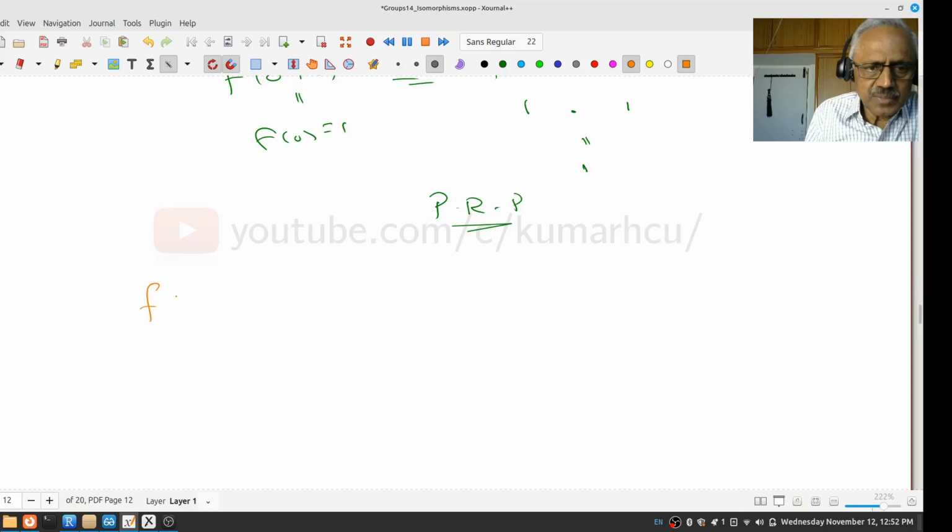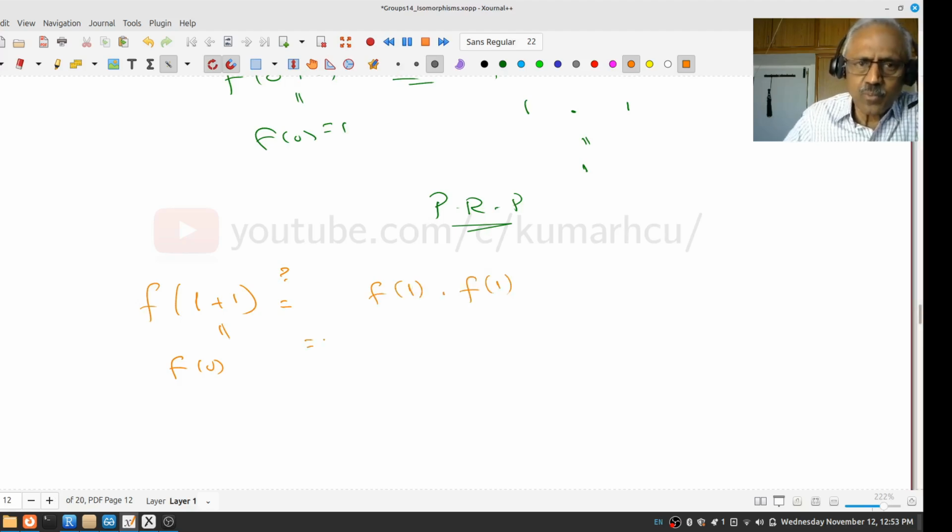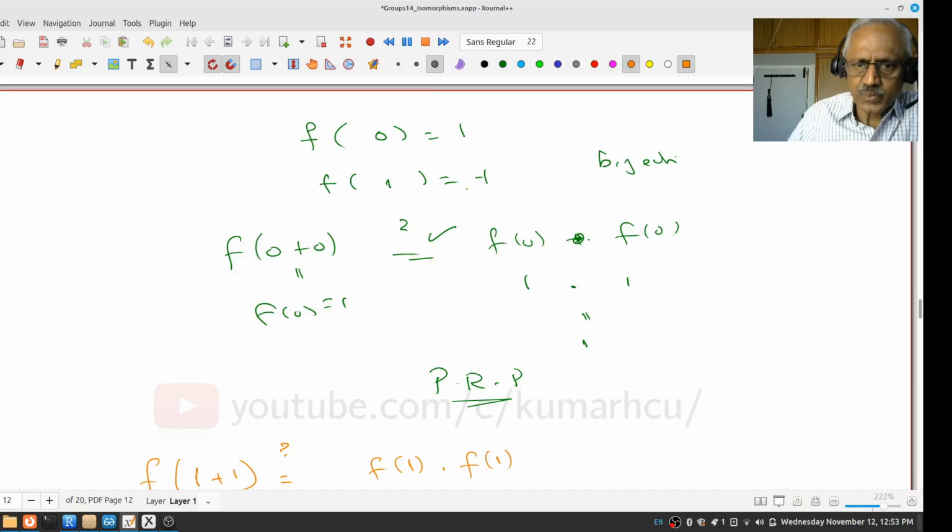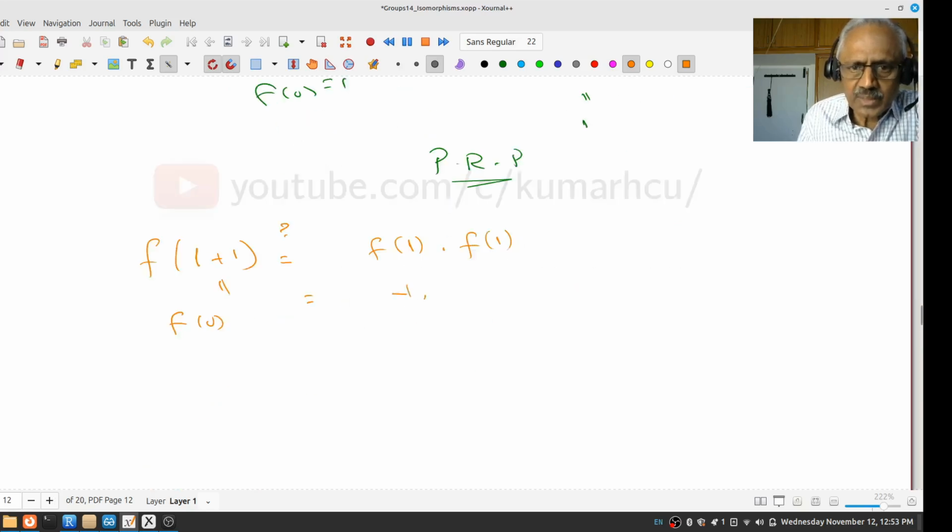Now let us look at something else. F of 1 plus 1. F of 1 plus 1 is 0 here. But I have to check whether it is equal to f of 1 times f of 1, and the binary operation in this thing is multiplication. But what is f of 1 for me? It's minus 1. Therefore, minus 1 times minus 1, that is plus 1. And this f of 0 is also plus 1 and so on.